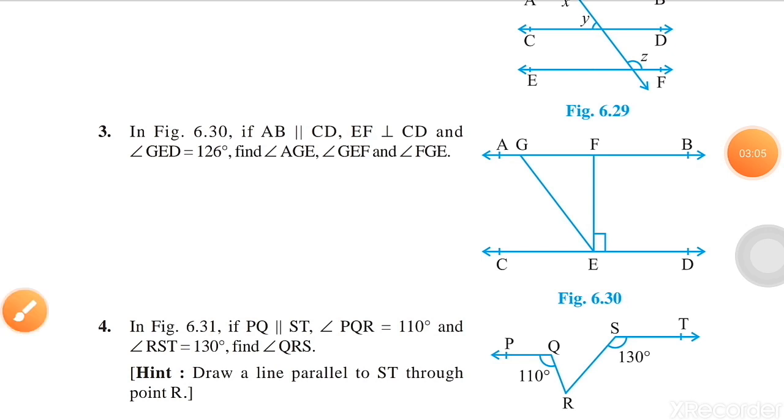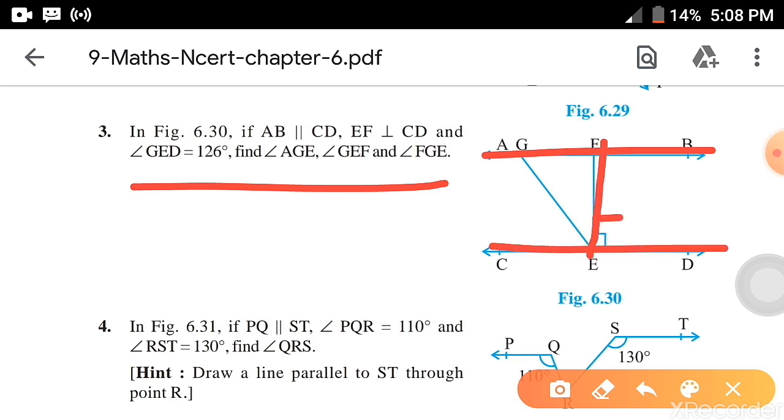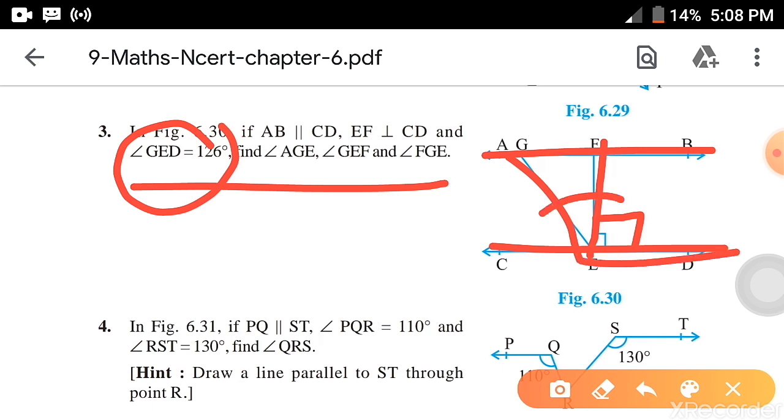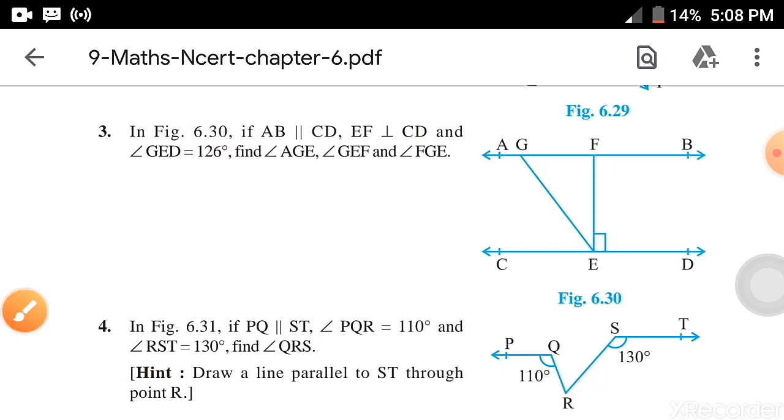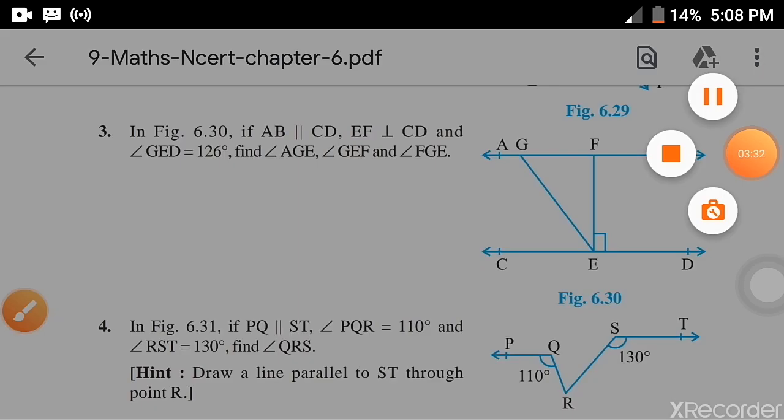Now this is the next question, question number 3. You can see what we have given. We have given AB and CD are parallel to each other, and EF is perpendicular to this. That means this angle is 90 degree. And one more angle we have given, GED, that means this angle, GDE is given 126, and we have to find out all these angles. So see how we will solve this.